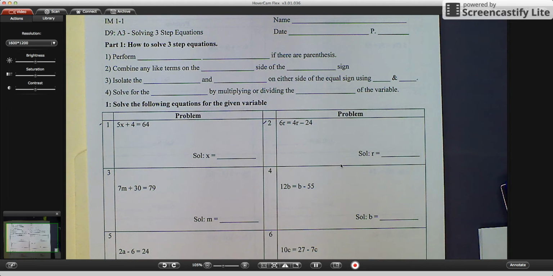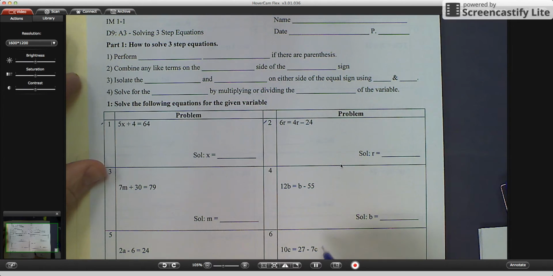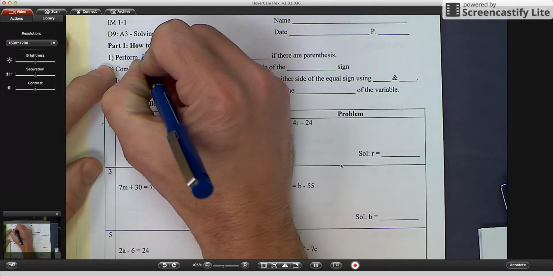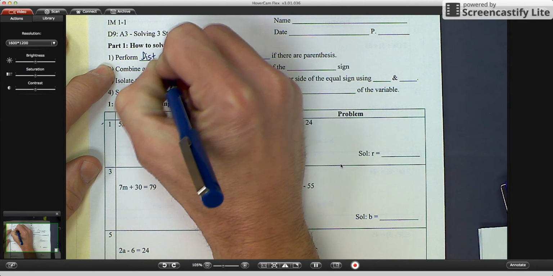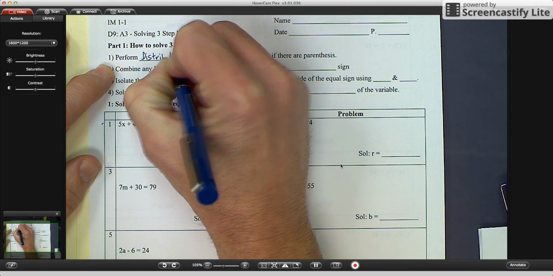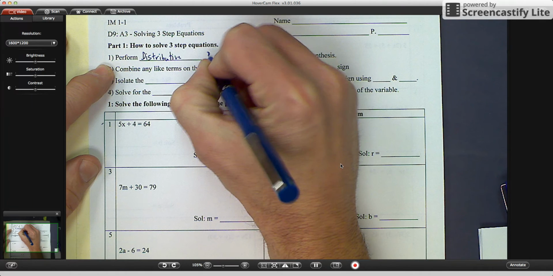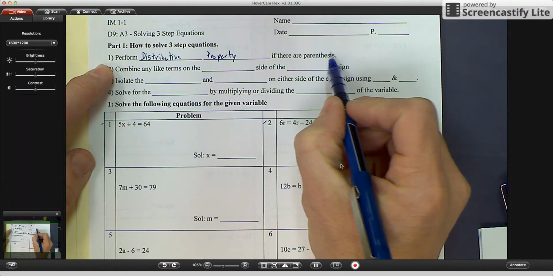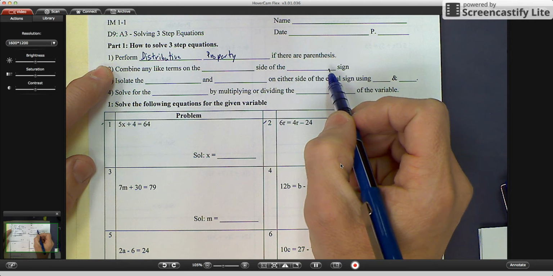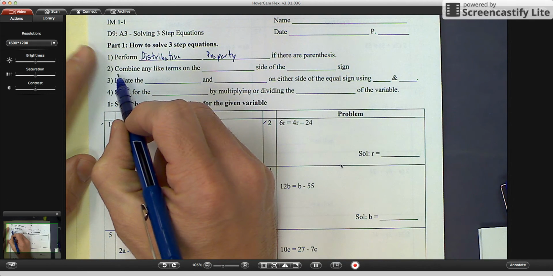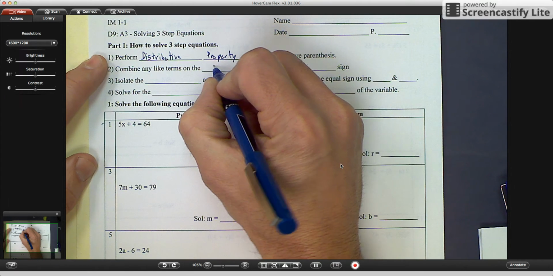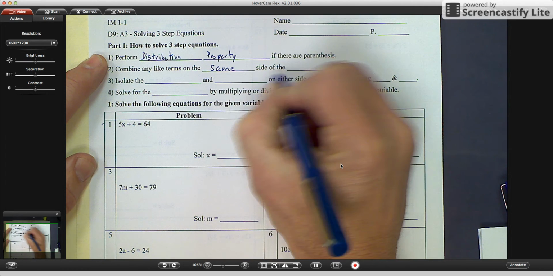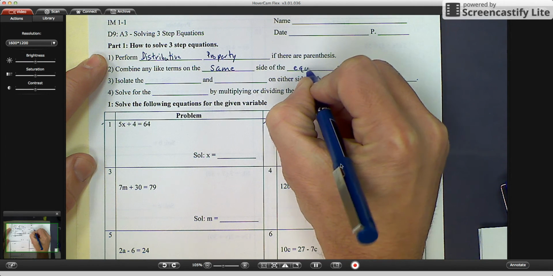Okay, today's topic and the third assignment is going to be solving three-step equations. So let's get started. The first step, it says perform distributive property if there are any parentheses. So as soon as you see parentheses, you do the distributive property. Second step, combine any like terms on the same side of the equal sign.